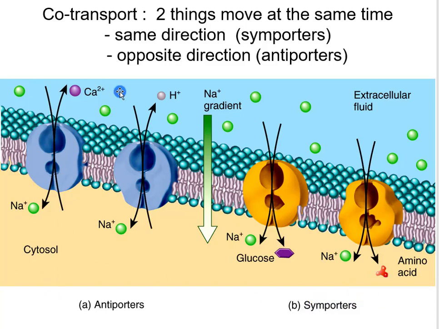For right now, I don't need you to memorize any famous examples of antiporters and symporters. I just need you to understand that we have co-transporters, and symporters are co-transports where they move in the same direction, two things, and antiporters where they move in the opposite direction.